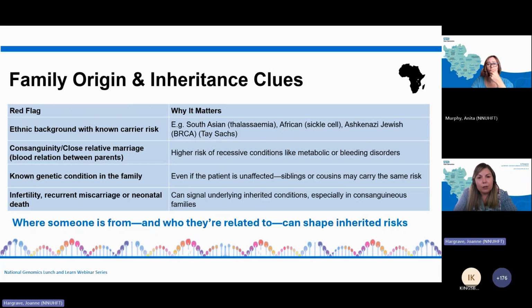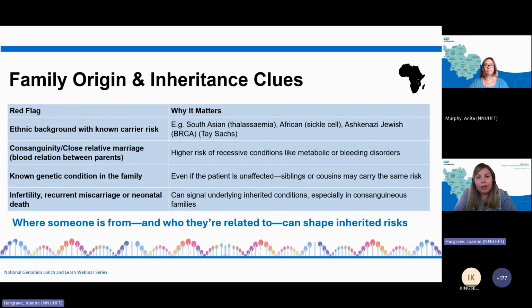When we move on to consanguinity, or close relative marriage, this is an area where there is indicated to be a slight increase in the risk of recessive conditions. However, people in close relative marriages do not automatically warrant a referral to genetics. You really need to consider whether there are other genetic clues that indicate that referral, and whether those couples even want a referral.